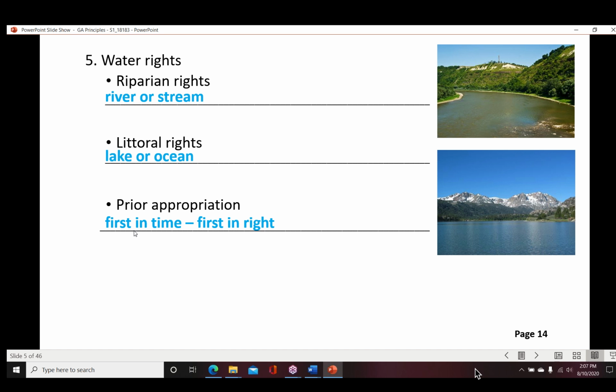Prior appropriation. I doubt this is on a test at all. This only happens out in the western part of the United States, and it basically says whoever got there first has rights to the waters. That's what they mean by first in time, first in rights. Whoever got there first, then that's who has rights to the water.